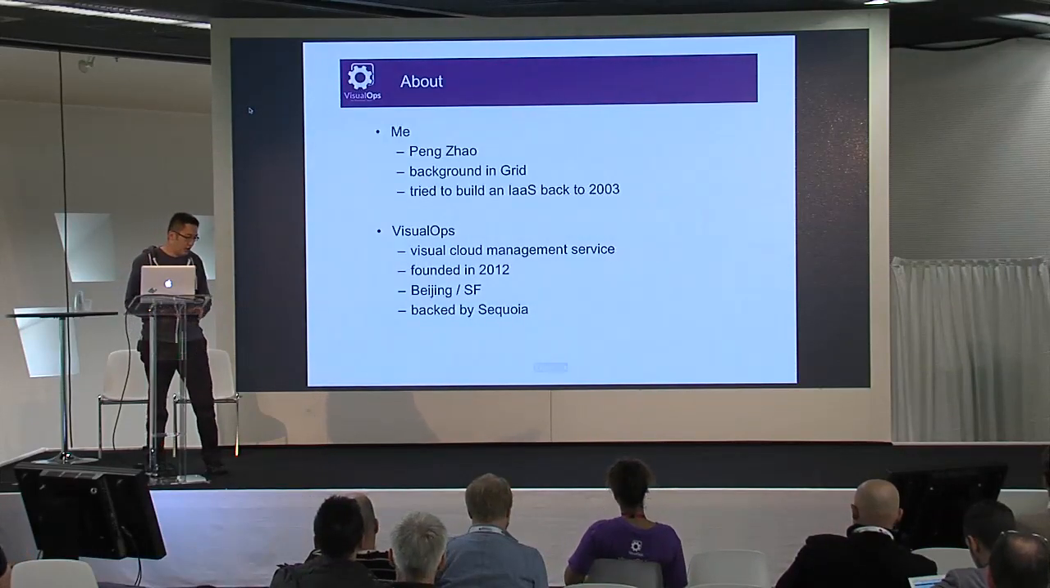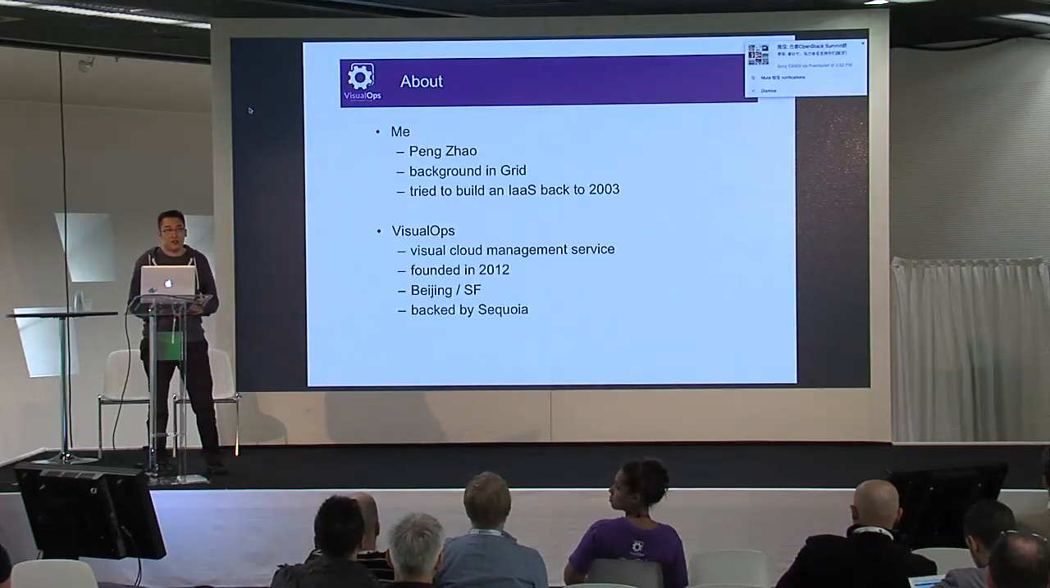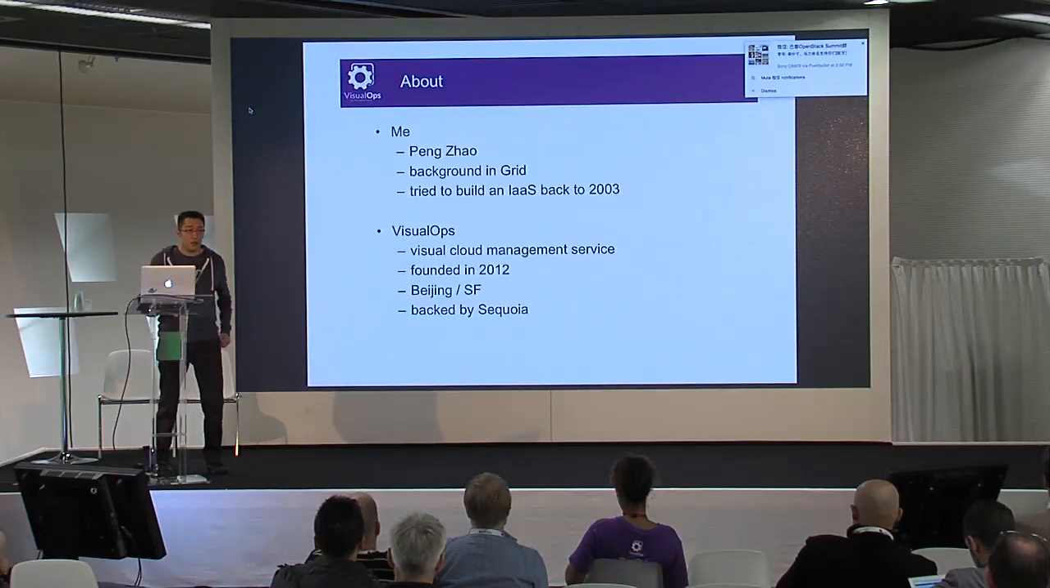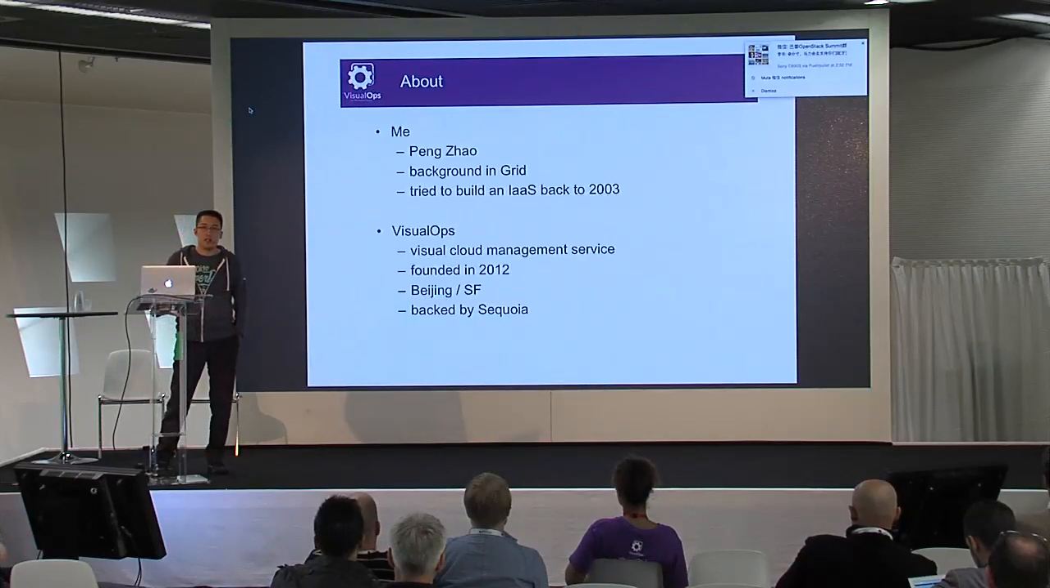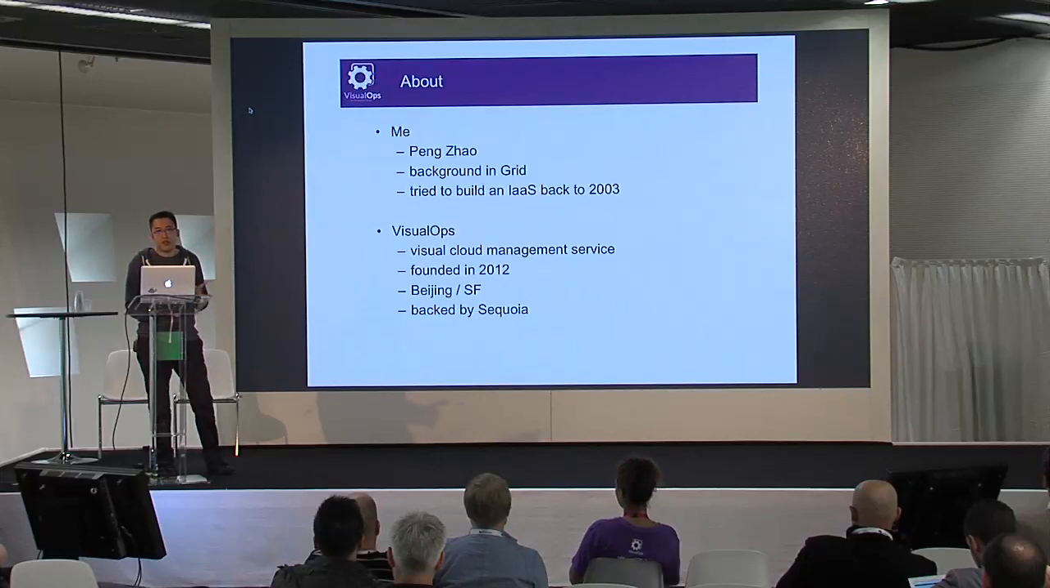First of all, a little about ourselves. My name is Peng Zhao. I'm the CEO and co-founder of VisualOps. My personal background is in grid computing, especially the computational grid and scheduling, like Globus, if you know that, back 10 years ago. And I actually tried to build an IaaS offering back in 2003 using Xen and the grid stuff, like cluster computing.